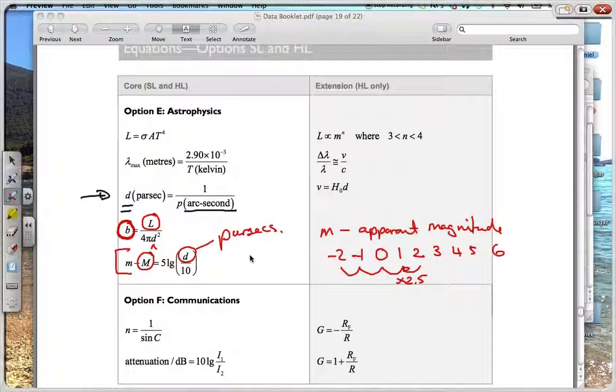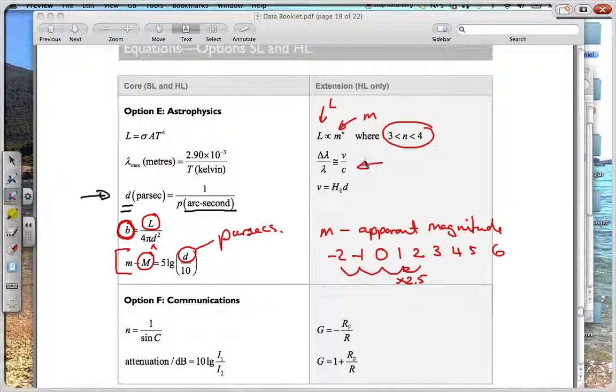With the high level section, this is looking at the relationship between the luminosity and the mass of the star, and it's of a factor of somewhere between 3 and 4. So when we get a mass that is bigger than the Sun, the luminosity is a factor of 3 to 4 times greater.